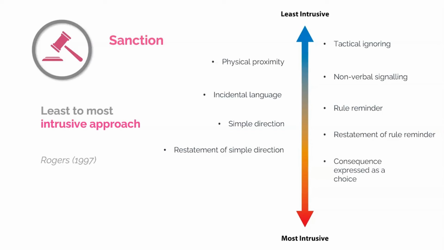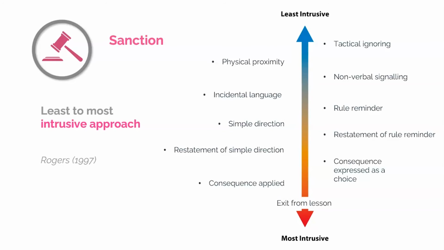Using choice conveys to the student that there is an alternative outcome that their behaviour can determine. If the unwanted behaviour continues after the student has been given enough take-up time, then the consequence expressed previously is applied. And again, it's important to implement this in a calm, positive and respectful manner throughout.